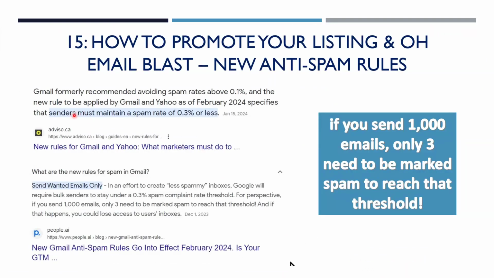Now, this is what I mentioned. Gmail, starting this February, you may find that if you're using email for promotion, this is what is happening now. Usually they recommend keeping the spam rate below 0.1. What does a spam rate of 0.3 mean? If you send 1,000 emails, only 3 need to be marked as spam to reach that threshold. That means if 3 come back complaining you're a spammer, then you're toast.